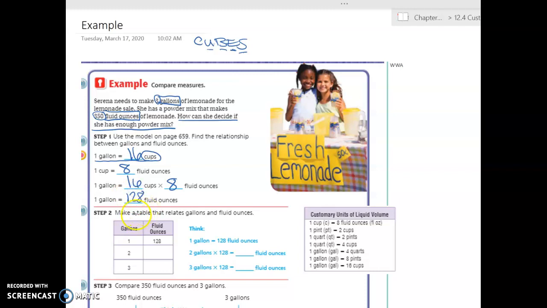Now, it says make a table to relate the gallons of fluid ounces. Now, remember, for every 1 gallon, we saw that there's 128 fluid ounces. So again, 2 times 128 would give us 256. Now, I gave you that one, but I want you to go ahead and solve the 3 gallons times 128.